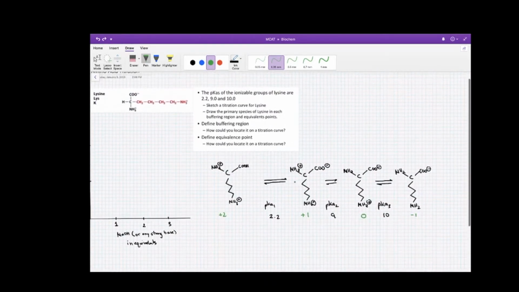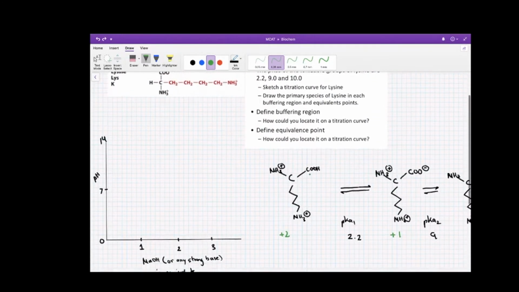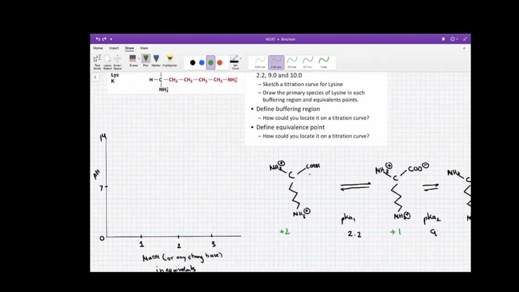Okay. So now let's go ahead and start thinking about how we're going to draw in this titration curve. So let's first understand what do titration curves look like in general, right? So we're expecting something along the lines of this, right?